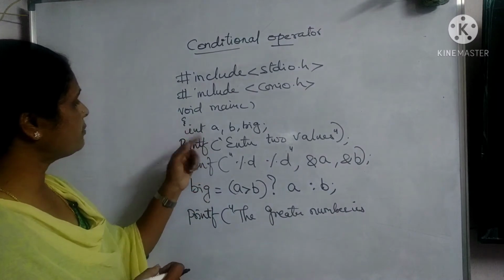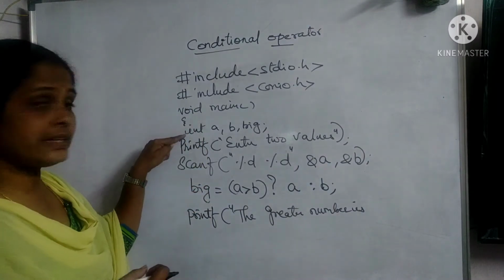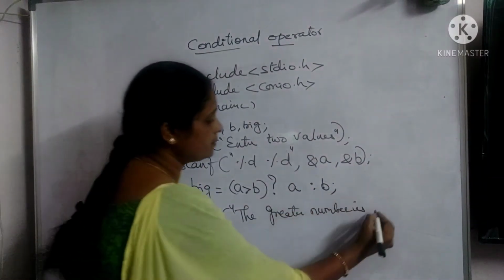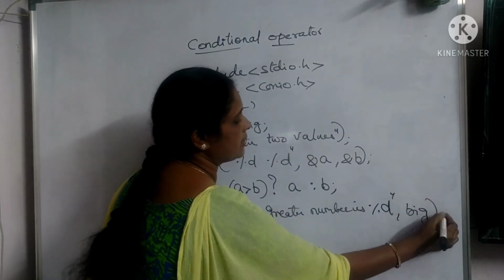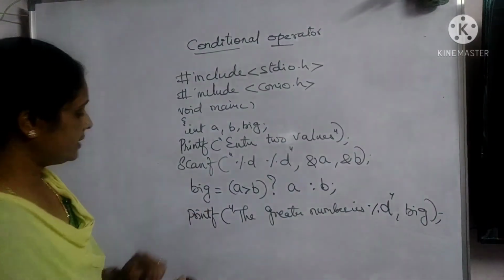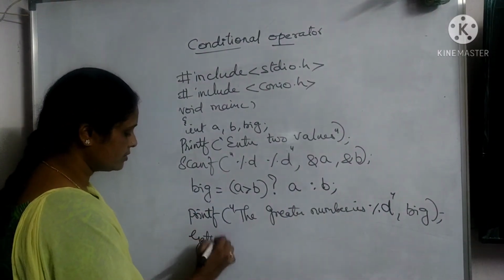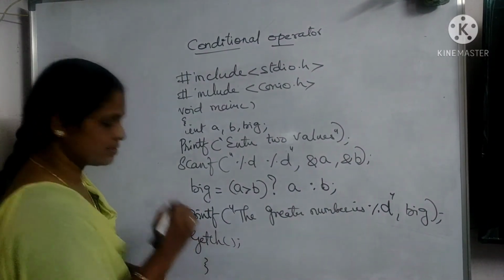Now big is what type of data? It is integer type of data. So here %d and big. Finally, I'm going to stop here, so getch and stop.